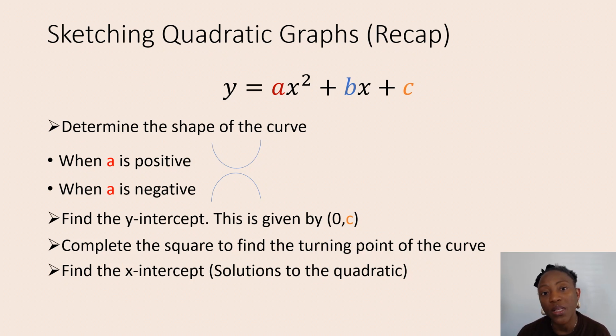After determining the shape of the curve, the next thing you need to look out for is the y-intercept. The y-intercept is where the curve cuts the y-axis. And this value is very evident on your quadratic function. It is the constant term, the term that doesn't have x or x squared attached to it. That is where the graph is going to cut the y-axis. When you have determined that, up next you need to complete the square on the quadratic. This helps you to find the turning point of the graph easily.